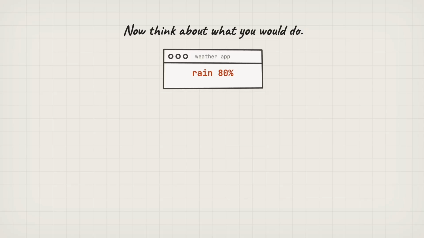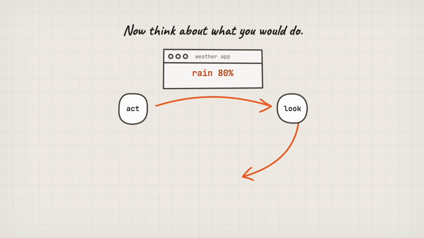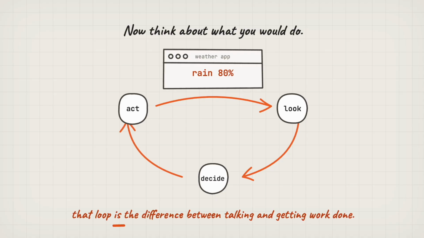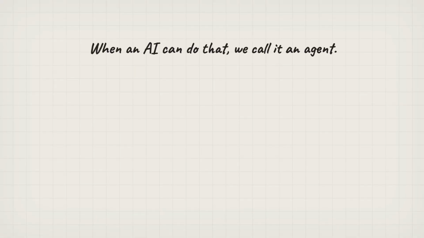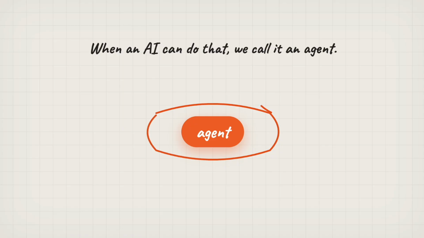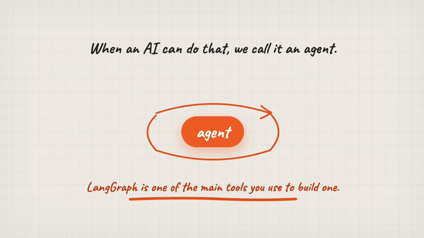Now think about what you would do. You would check a weather app first, look at the result, and then answer. You take an action, you look at what came back, and then you decide. That loop is the difference between something that just talks and something that gets work done. And when an AI can do that, we call it an agent. LangGraph is one of the main tools you use to build one.